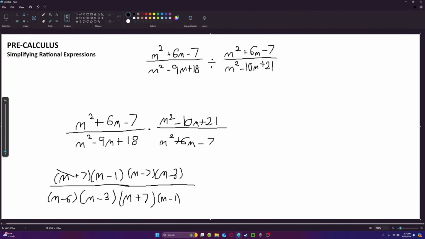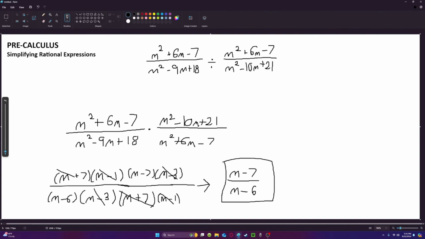So we can cross out these m plus 7s, we can cross out these m minus 1s, and we can cross out these m minus 3s. So we're left with just m minus 7 over m minus 6. So that would be our simplified rational expression.